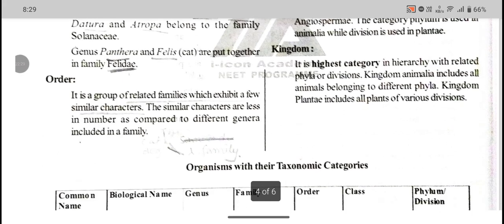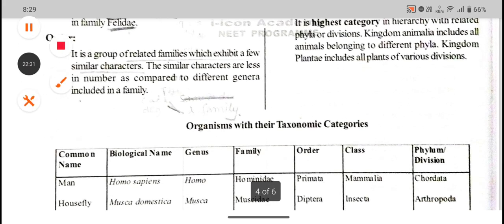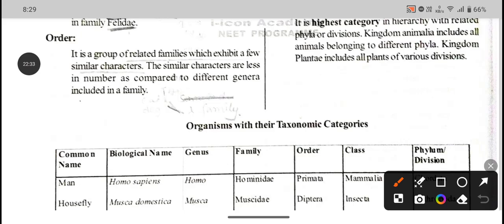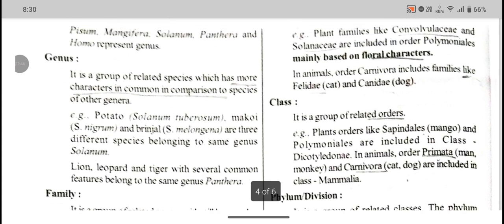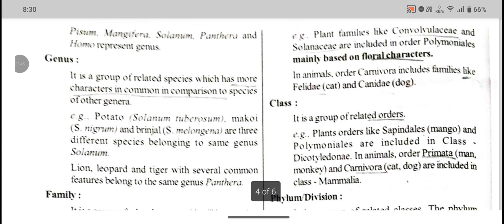Order. So, order is a group of related families which exhibit few similar characters. Similar characters are fewer in number as compared to the different genera included in the family. So, plant families like Convolvulaceae and Solanaceae are included in the order Polemoniales, mainly based on floral characters. And in animals, the order Carnivora includes families like Felidae and Canidae.